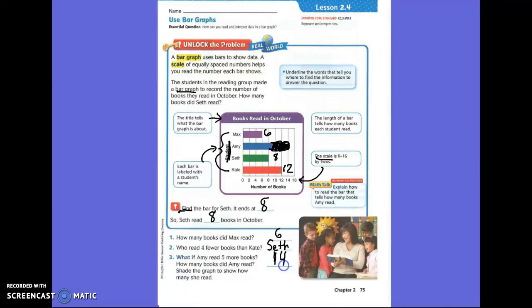14. Okay, and I forgot labels on these. So 14 what? Books. And then we don't have to make a label for Seth, but number 1 says how many books did Max read, so we need 6 what? Books. Make sure you always have your labels. Turn to your next page when you are done.